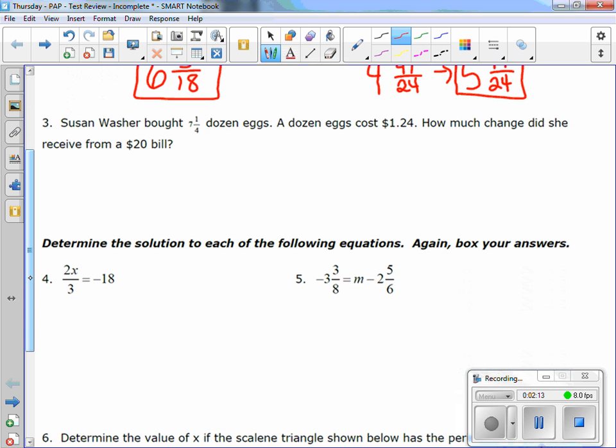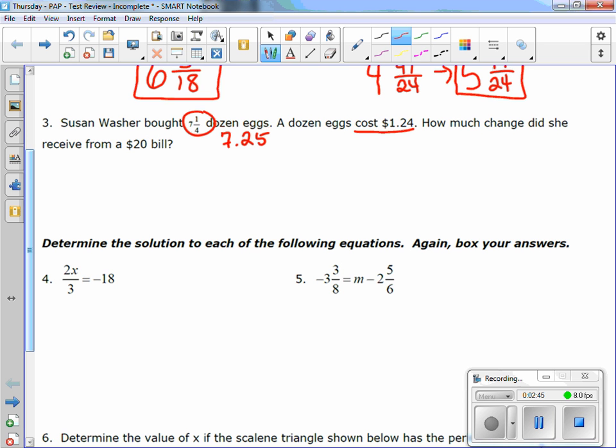Susan Washer bought 7 1/4 dozen eggs. A dozen eggs cost $1.24. How much change did she receive from a $20 bill? So this is definitely a multiple step problem. First, I need this in decimal form since everything else is in decimal form and money deals with decimals anyways. Now, she bought 7.25, so 7 1/4 dozen eggs, and each dozen cost $1.24.